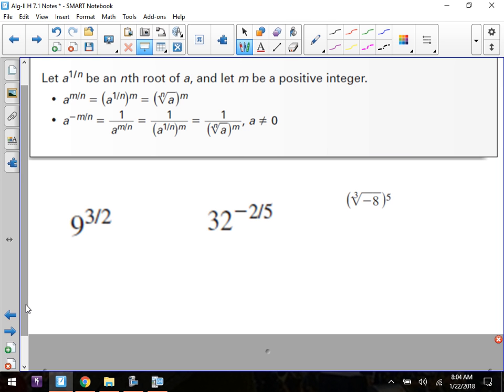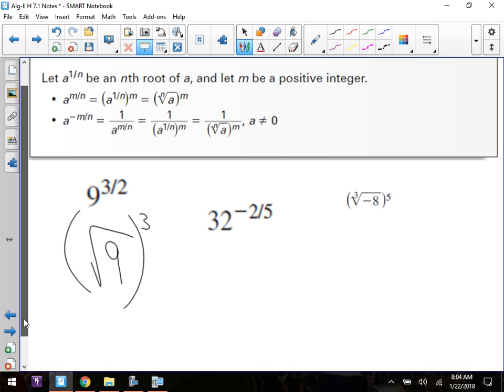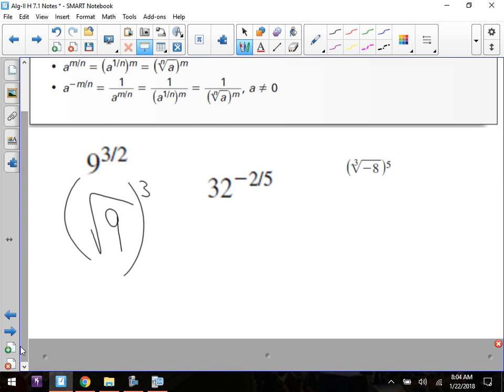When you look at an example here, you're looking at 9 to the 3 halves. If I'm going to rewrite this out by hand, what's the nth root? 2, so it's square root. So this is basically the square root of 9 cubed. If you're looking at order of operations, you work with the parentheses stuff first. That's the inside. What's the square root of 9? 3. What's 3 cubed then?